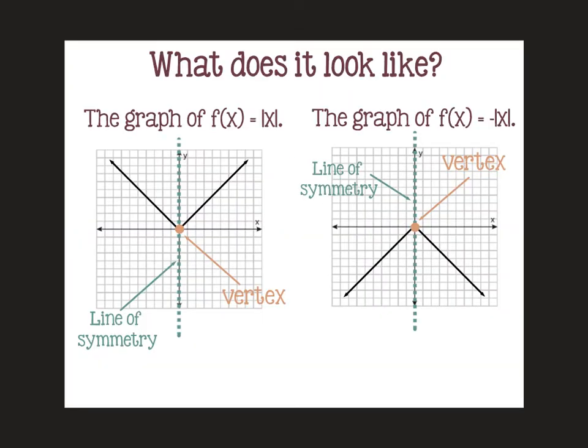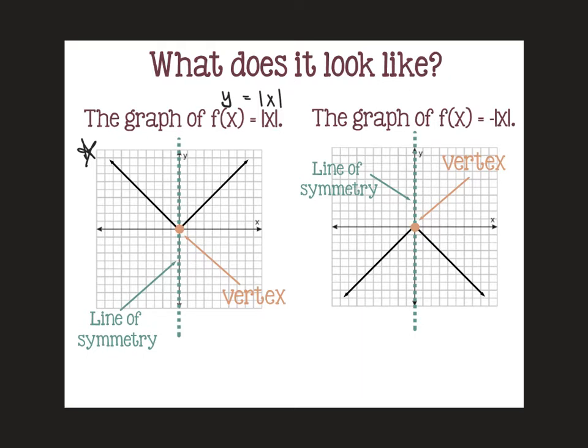So the graph of f of x equals absolute value of x. f of x is just a fancy way to write y. It's literally the exact same thing. The absolute value graph, the original one, looked just like this graph here.